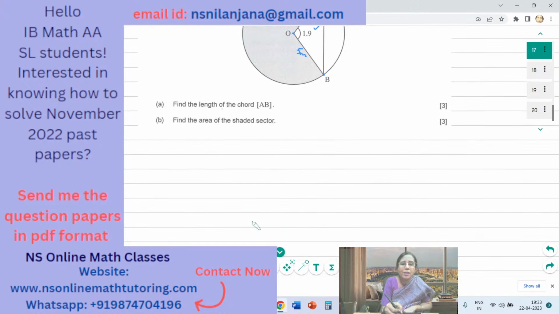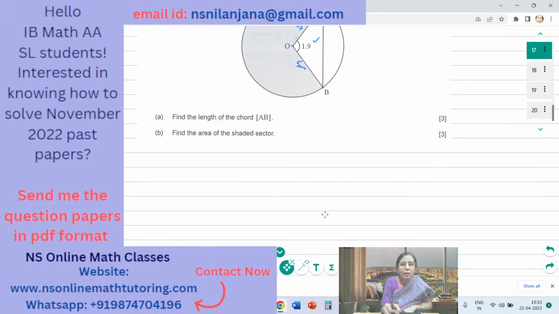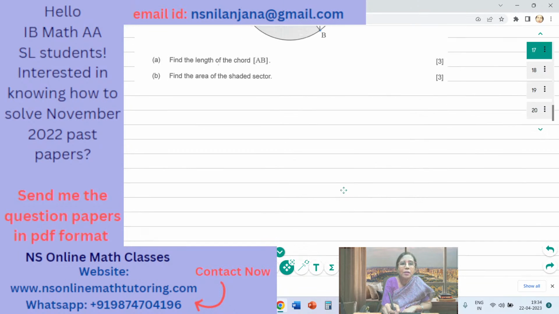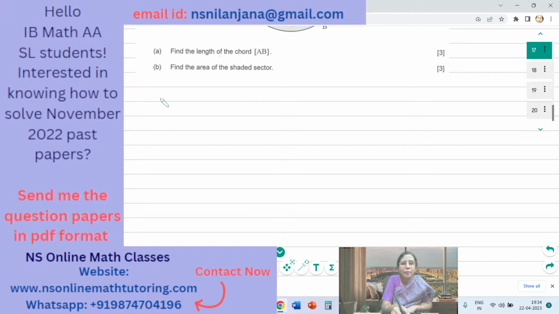The first subpart, subpart A of question 1, is asking us to find the length of the chord AB. Let us move back to the diagram. This is the chord AB, the straight line. You can find the length of the chord AB by using the cosine rule. This is one of the ways. It carries only 3 marks. So let us try using the cosine rule.